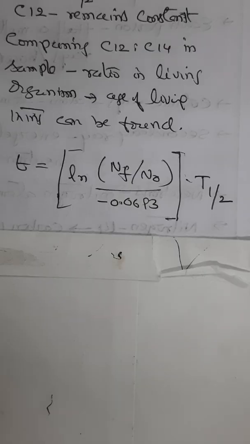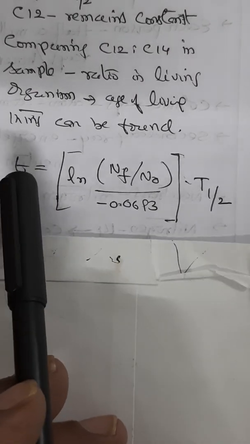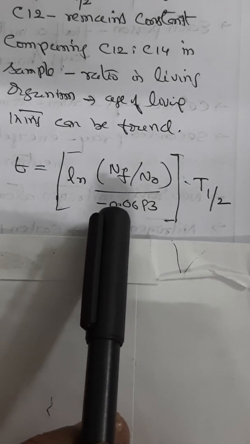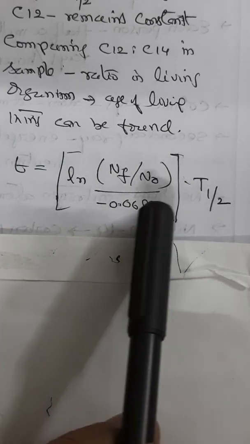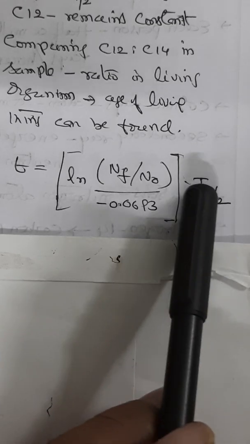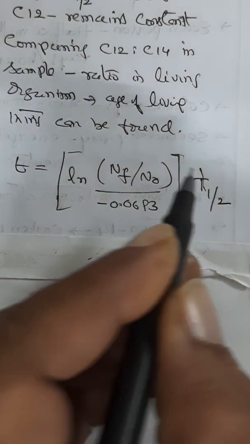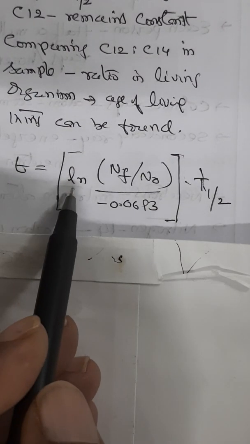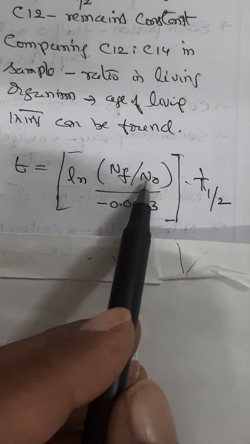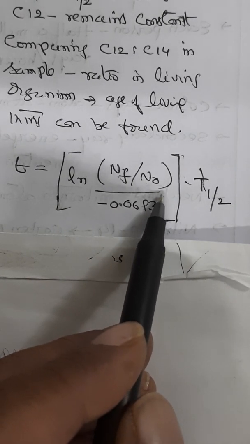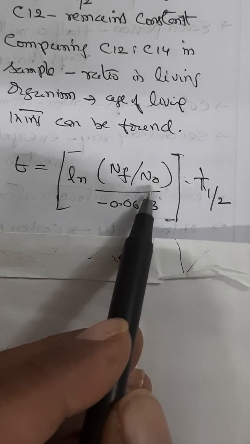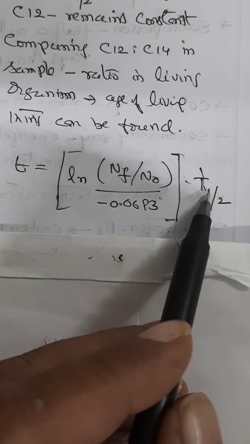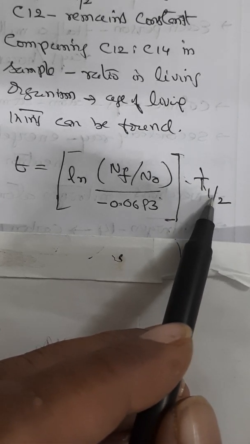Therefore, the formula to calculate how old a sample is by carbon 14 dating is given as an equation like this. T is equal to ln(NF/N0) divided by minus 0.693 into the half-life period. Here it's a natural logarithm, ln is nothing but the natural logarithm. NF by N naught is the percent of carbon 14 in the fossil sample compared to the amount in the living tissue. T half is the half-life period of carbon 14, which is nearly 5700 years.